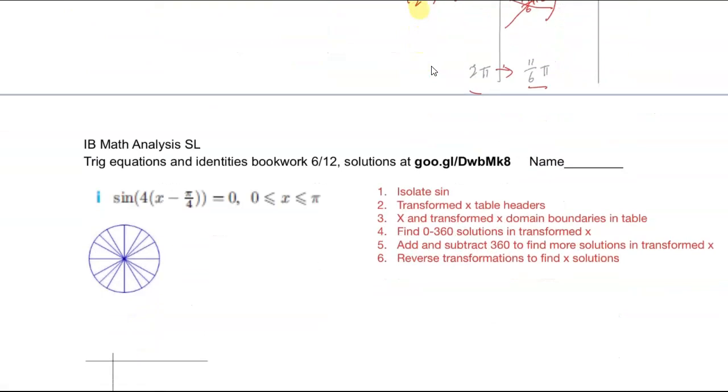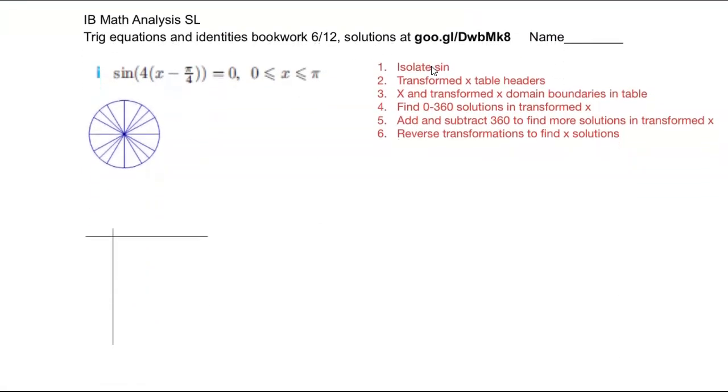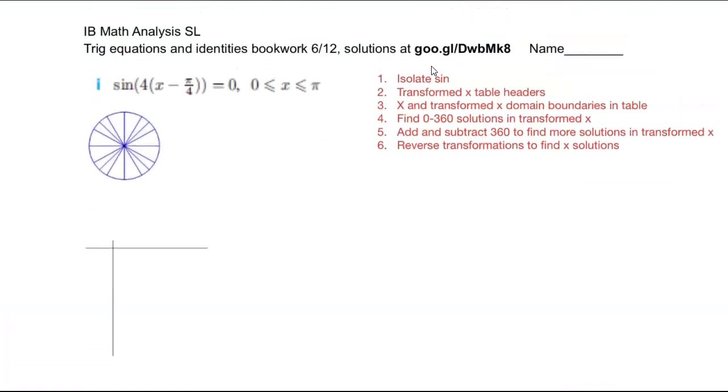All right, that was page 5. Let's go to page 6. Page 6 just has one giant problem, okay? It is a little bit more complicated because you can see it actually has two transformations. The first transformation is we subtract pi over 4, and the second transformation is we multiply that times 4. Now, do we need to isolate sine? No, because it's already isolated. Sine is already by itself on the left.